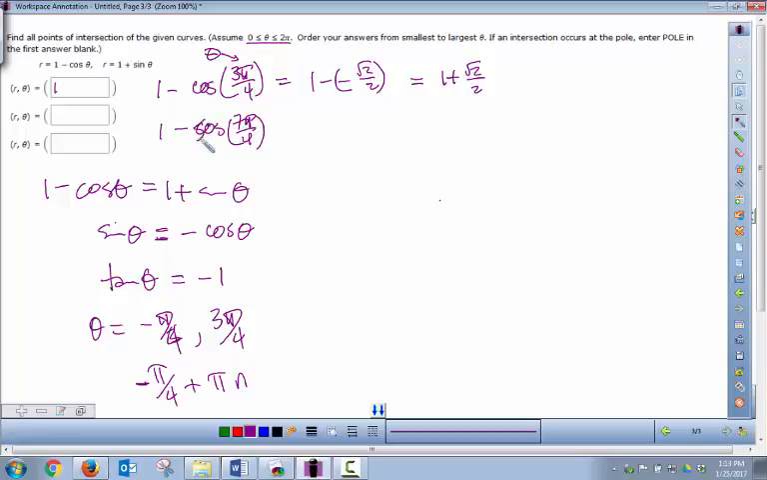Sign? Oh, doesn't matter. And again, it's, I think, negative root 2 over 2. Positive root 2 over 2.